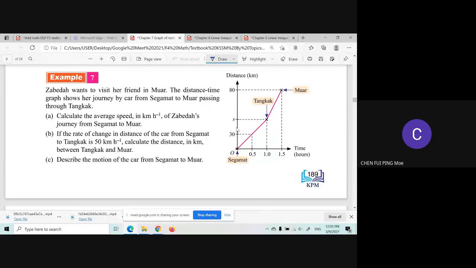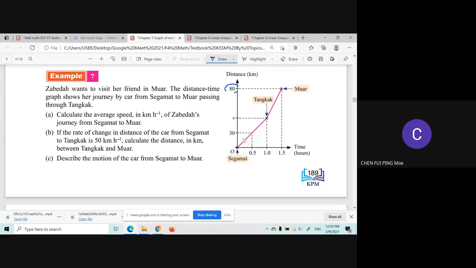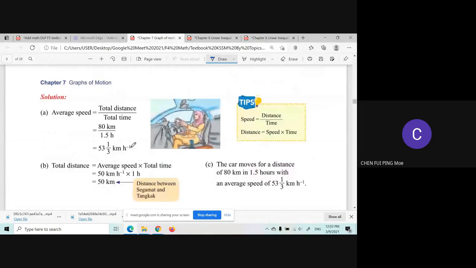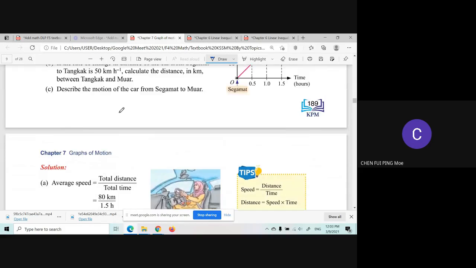Meaning total distance is 80 divided by total time, which is 1.5 hours. So key in, and you will get 53 1/3 kilometers per hour. So this one is the average speed.